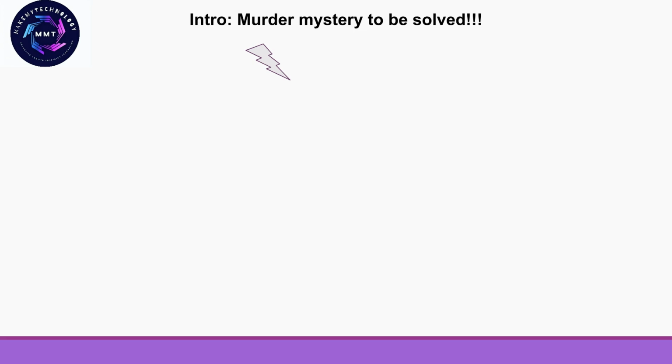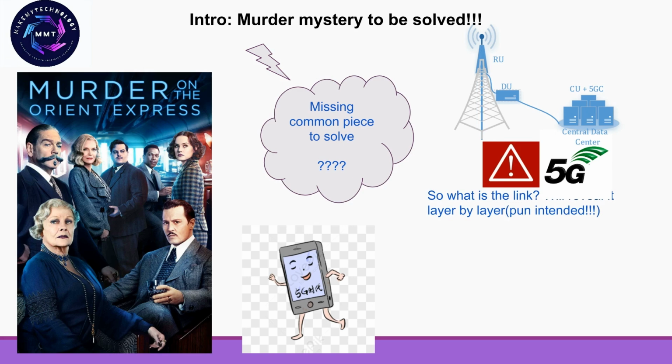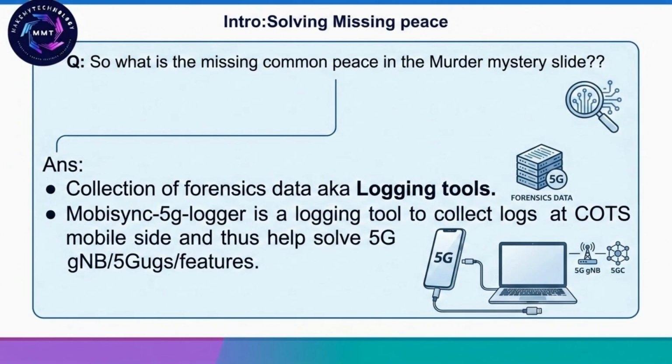Our introduction uses a murder mystery analogy to represent the complexities of debugging 5G networks. The missing common piece in this puzzle is the key to solving the mystery, and we will reveal it layer by layer. The missing common piece is the collection of forensics data, also known as logging tools. The Mobisync 5G Logger is a tool designed to collect logs from the COTS mobile side to help solve 5G GNB, 5G UE, and feature-related issues.